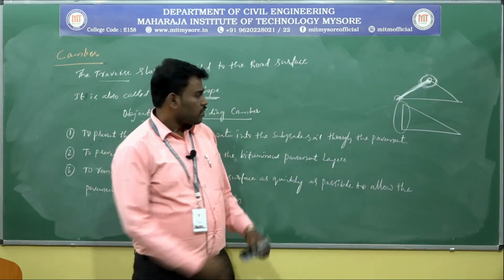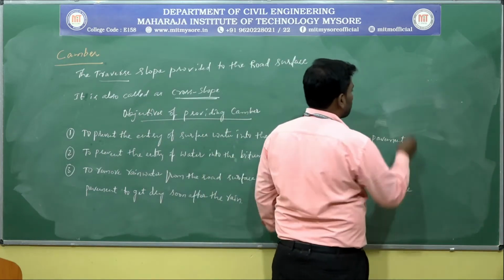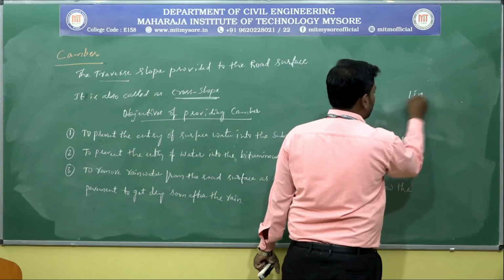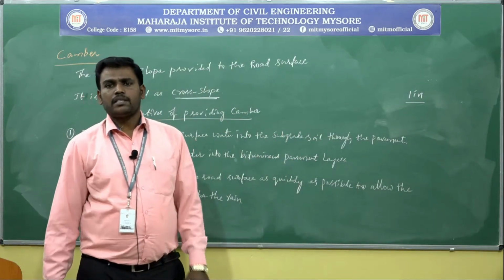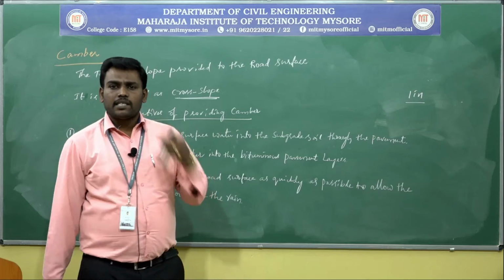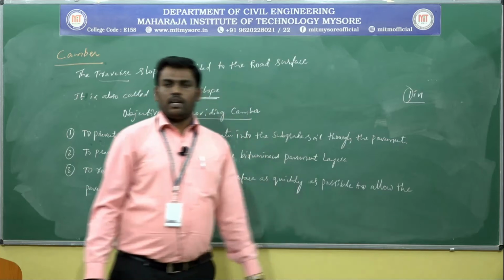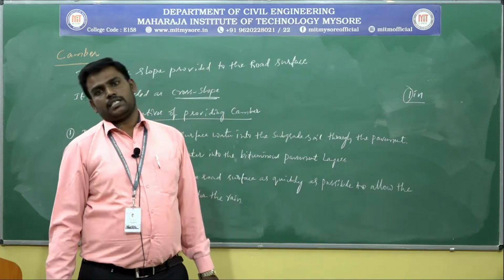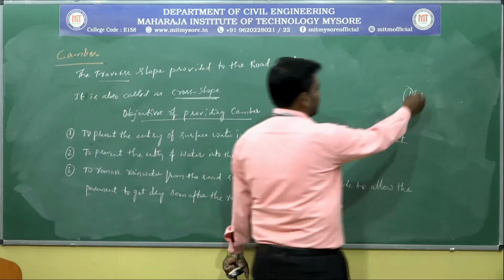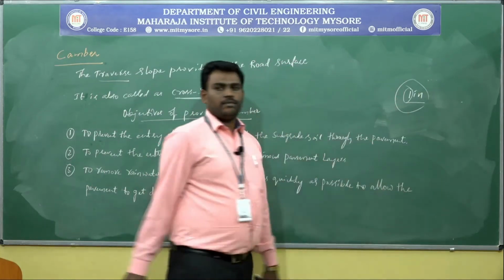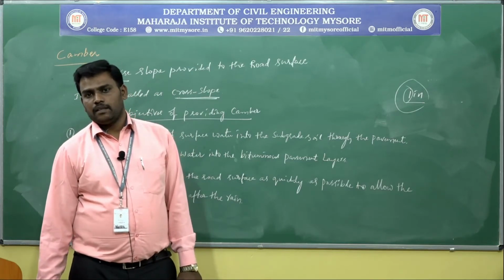Okay. Next, the camber will be expressed in terms of 1 in n. Means for n meters horizontal distance, 1 meter vertical. That will be expressed in terms of 1 in n. That is, camber will be expressed in terms of 1 in n.